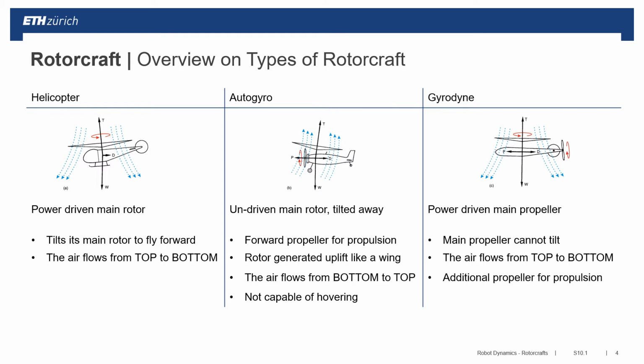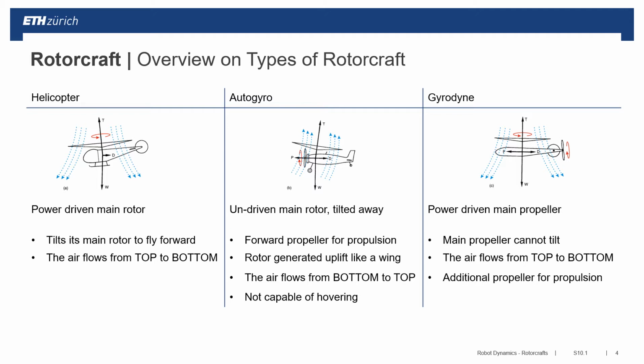A more exotic solution is the autogyro. The autogyro has a main rotor which is not propelled, but the rotation of the main rotor is generated by the forward propulsion of the whole system, so you need an additional propeller. The main rotor then automatically generates an uplift similar to a wing. The airflow in this case is from bottom to top, and of course this system has then no capability to hover, and so it hasn't really the nice advantage of a typical rotorcraft.